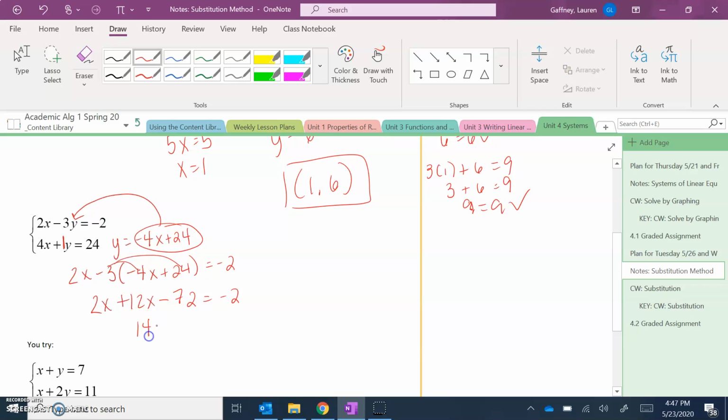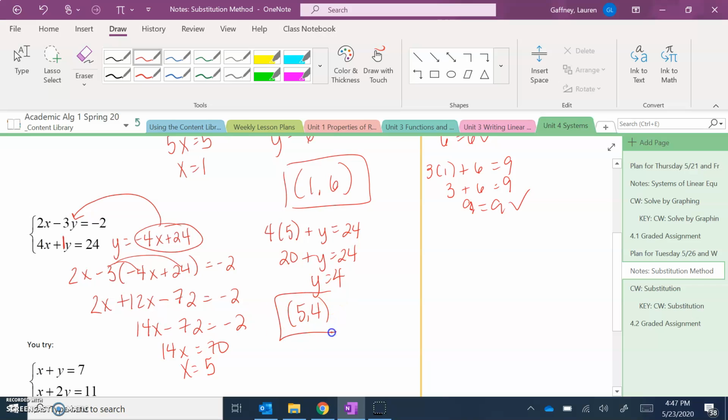So this is 14x. Add over 72. And then divide by 14. So now we have to find the y value that goes with that. It doesn't matter which of these you pick. Put 5 in for the x. And you should get the same answer no matter which one you put it in. So I replace this x with a 5. Subtract over that 20, and we get 4 for the y. So here our answer is 4, 5.